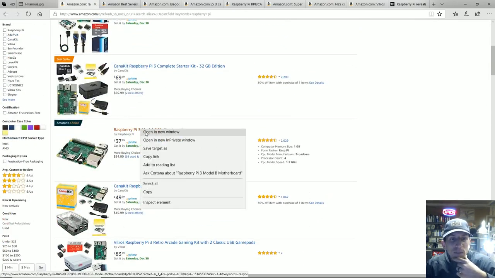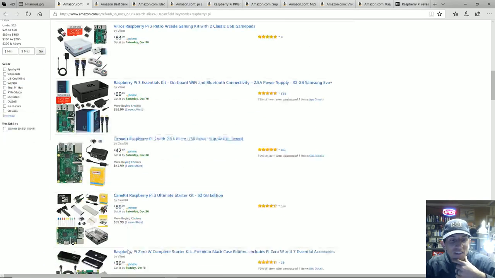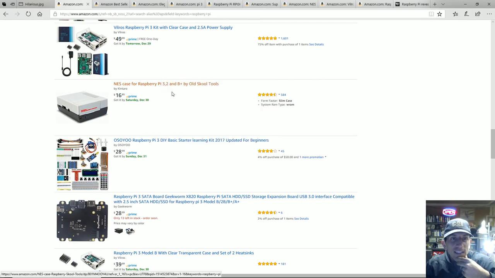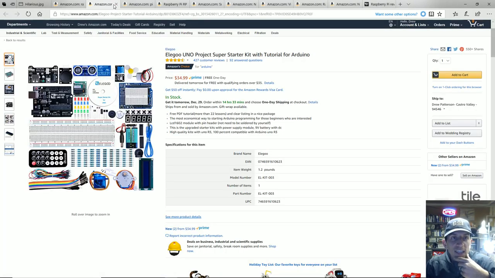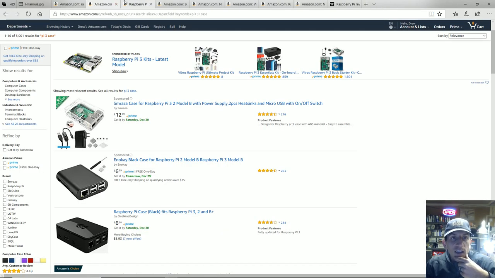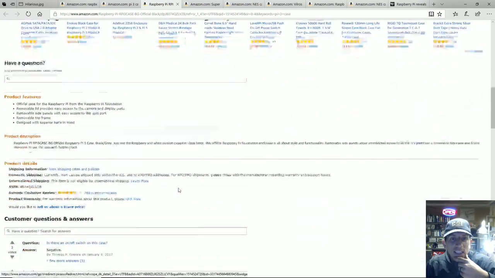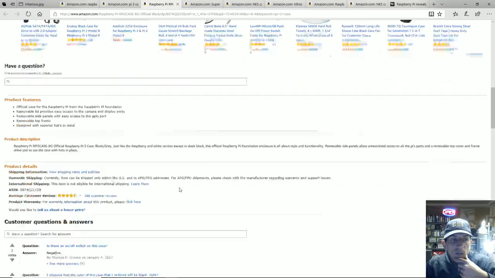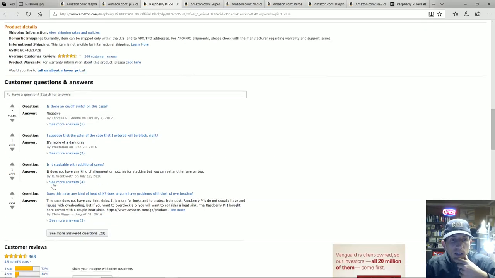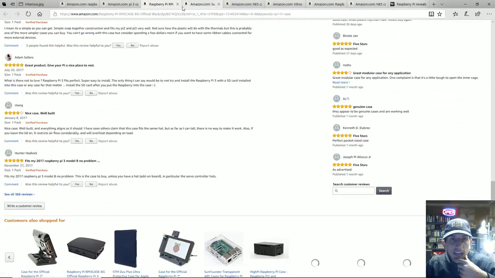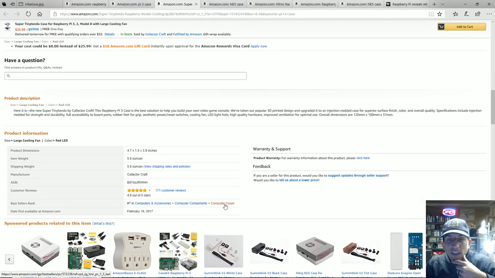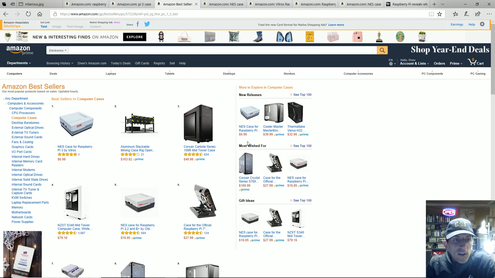Let's see where the Raspberry Pi 3 sits by itself. And I wanted to see cases too, is what I wanted to see. Okay, so that's bestsellers there. Okay, so now we have cases. Where are we? Product details. Okay, so this is in a particular category. All right, here we go. Number 7 in computer cases. So let's see what's in computer cases here.